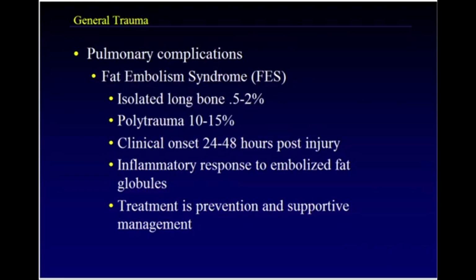Fat embolism syndrome is an inflammatory response to embolized fat globules. By virtue of the intramedullary canal being disrupted, these marrow fat components are exposed to the bloodstream. They embolize the bloodstream and create this syndrome of fat embolism. The treatment is both prevention. Well, how can we prevent it? We know that we can prevent it by early stabilization of long bone fractures, as we talked about yesterday, and then also supportive management once the diagnosis is made.